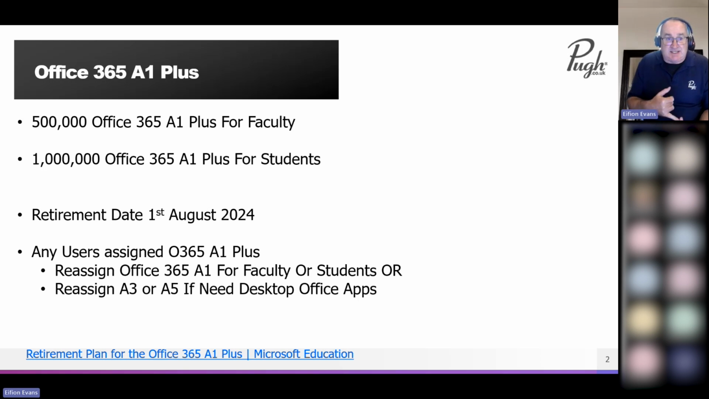Now, the A1 license will give them everything they have in A1 Plus, apart from the downloadable version of the desktop apps, Word, Excel, etc. But A1 will give them those facilities, but within the browser. So there's the free license you can still assign to those users. However, if your users need Pro Plus, or Microsoft 365 apps, as they're now called, then you will need to assign an A3 or an A5 license.